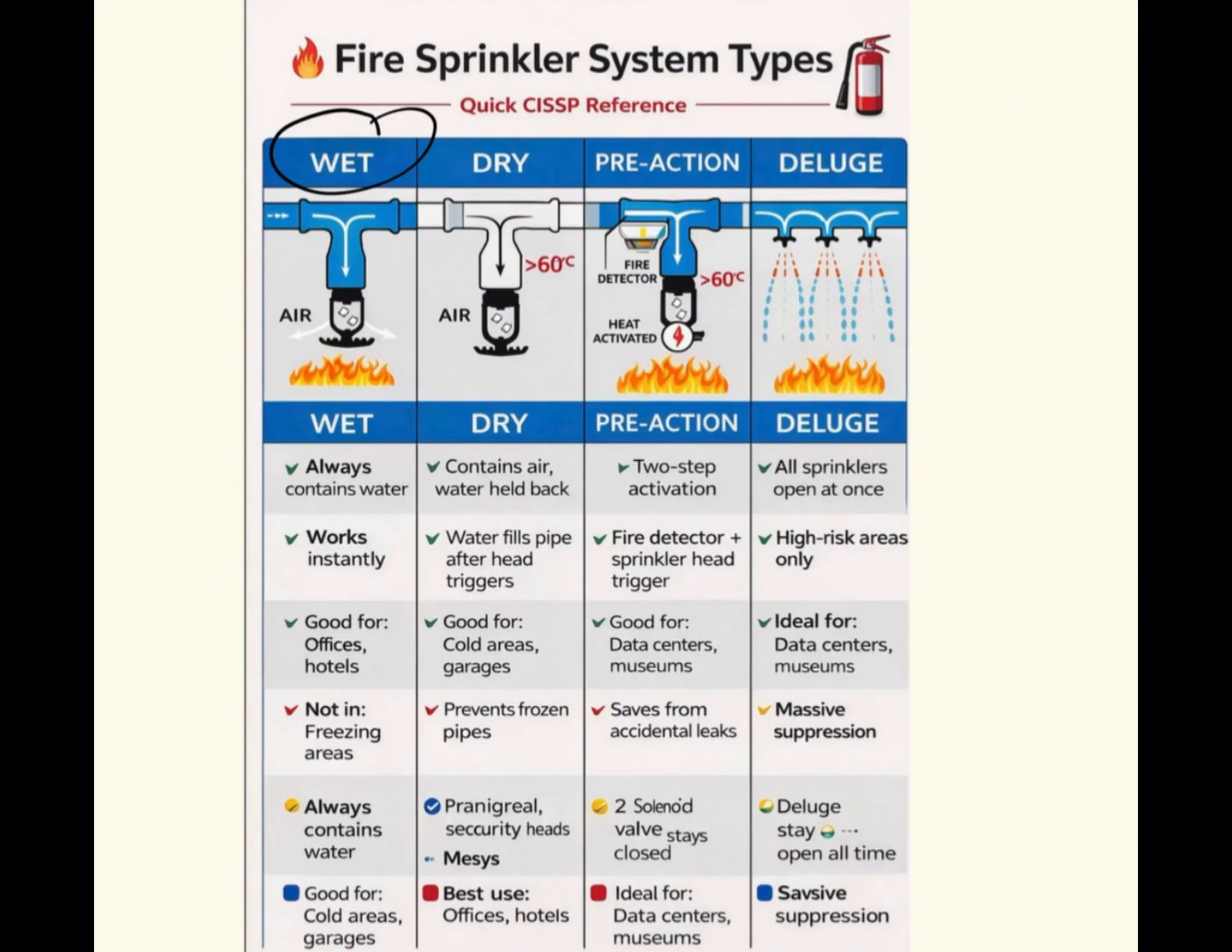sprinkler. Wet pipe sprinkler, we call it. Wet pipe sprinkler pipes are always filled with water. The sprinkler head activates at 68 centigrade or 155 Fahrenheit. So it activates at this temperature.